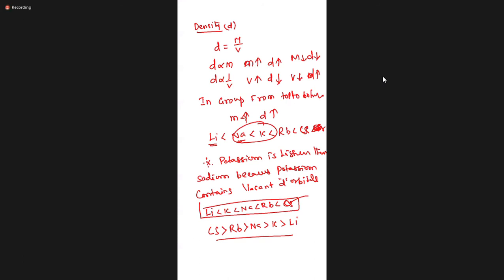What is the reason for that? Why is potassium lighter than sodium? Because potassium has a vacant d orbital. Please note that it is most important.